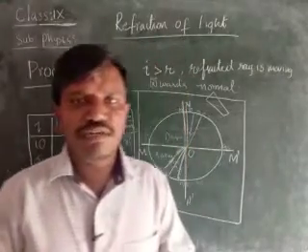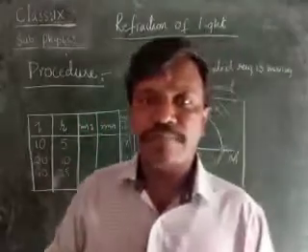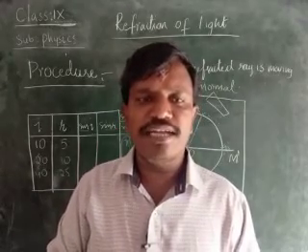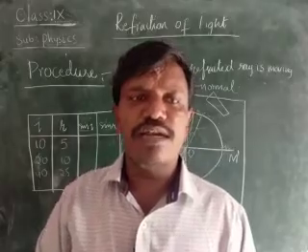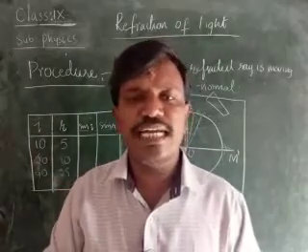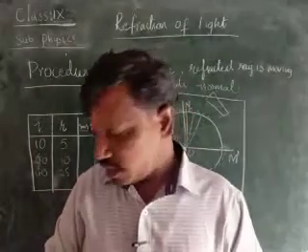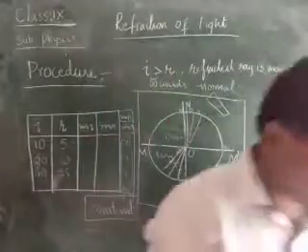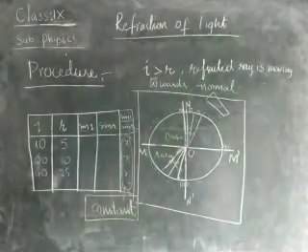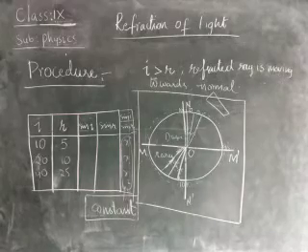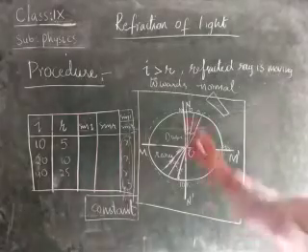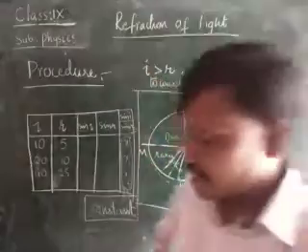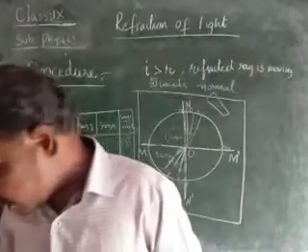What is our observation? The observation is that the ratio of the sine of angle of incidence to the sine of angle of refraction is constant. That is, sin I by sin R is constant. Okay. And what is the conclusion? The conclusion is that when the light ray is traveling from the rarer medium to the denser medium, the refracted ray moves towards the normal, and angle I is greater than angle R.